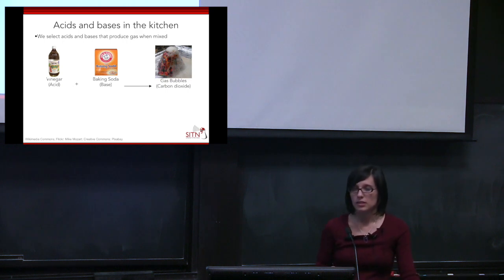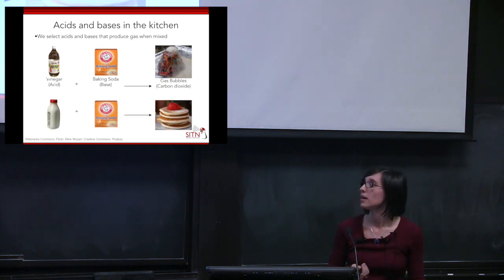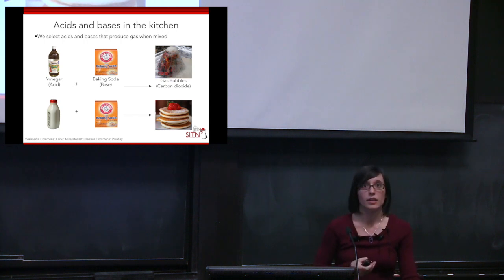So this then translates to other acid and base mixtures that we might use in the kitchen, say making buttermilk pancakes, where you have buttermilk, which is an acid, and baking soda, which is a base. And these create some air to make your pancakes nice and light and fluffy.